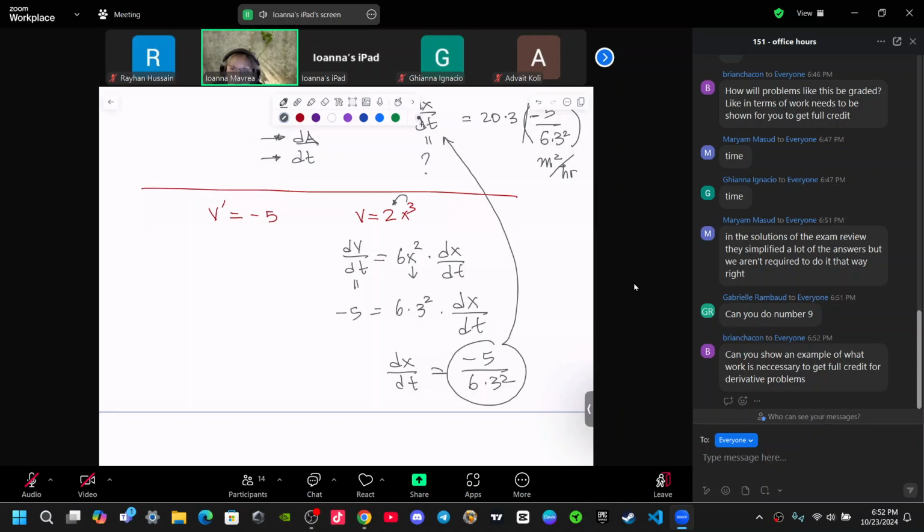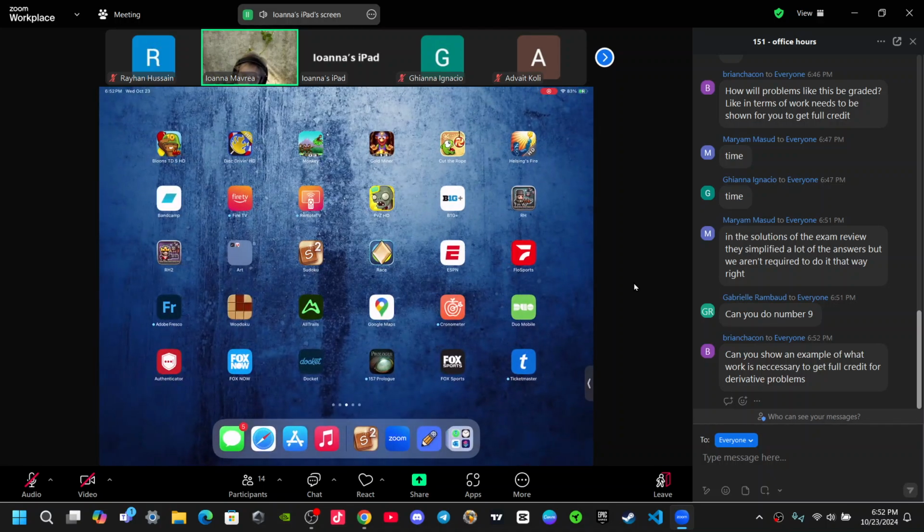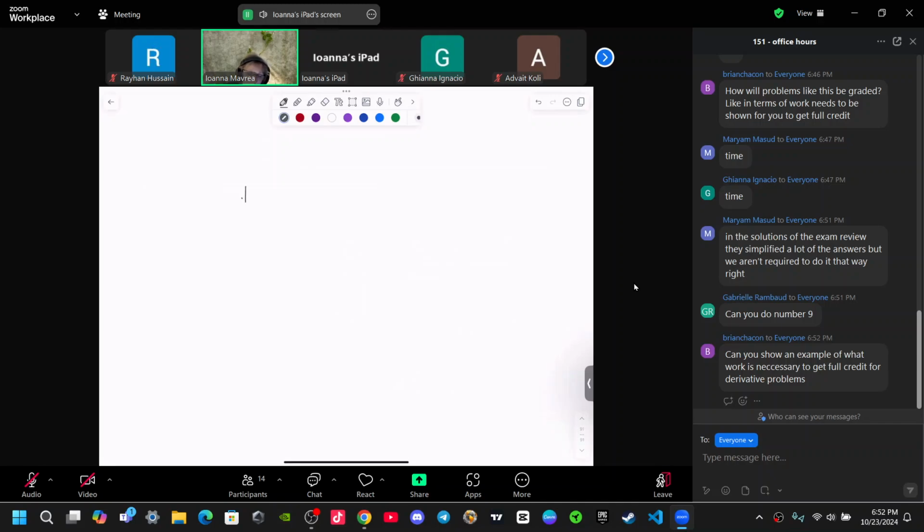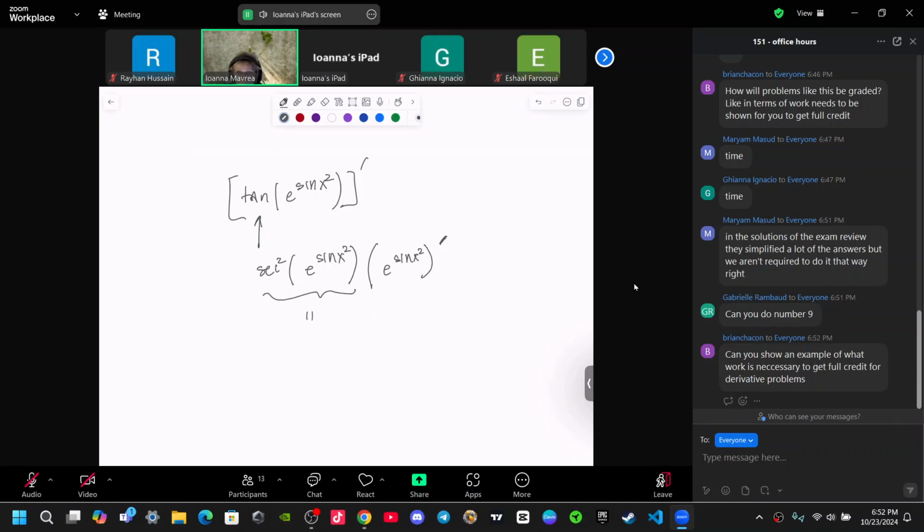So find the derivative. When somebody says, for example, find the derivative of tangent of e to the sine of x squared, you don't panic. Finding the derivative means you find the derivative of the outside, secant squared, leave the inside as is, keep on using parentheses, times the derivative of the inside. I would even do that to avoid writing too many things.